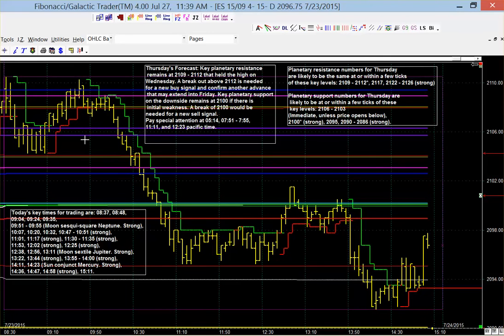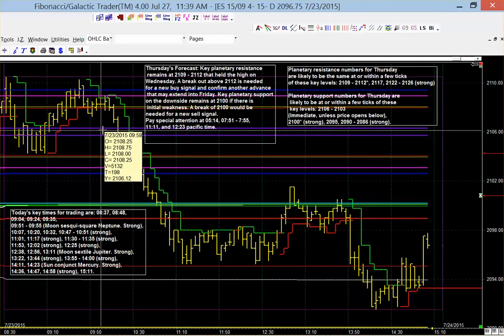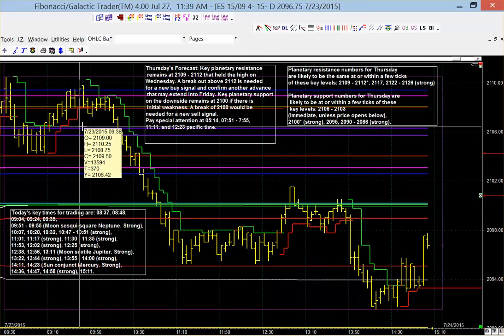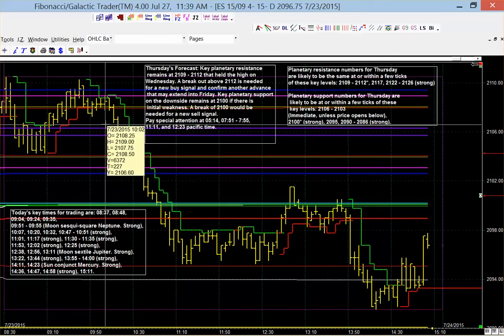Now the next time is listed as strong, and that's 9:51 to 55, and there's an aspect with the Moon and Neptune, and we got a lower high compared to the previous high and a consolidation at that time. So when there's a time listed as strong, that's usually when something big is about to happen, because that's when the energy is strongest during the day, and that's when you'd be looking for a top or bottom to unfold or a strong reversal about to occur.